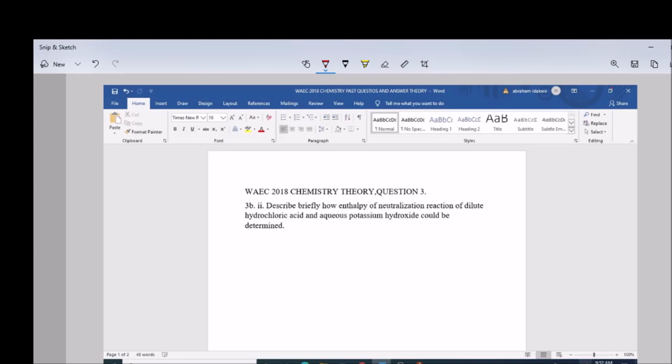Question number 3, 3b, Roman figure 2. The question says, describe briefly how the enthalpy of neutralization reaction of dilute hydrochloric acid and aqueous potassium hydroxide could be determined.